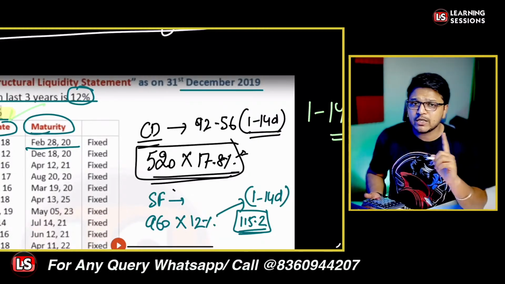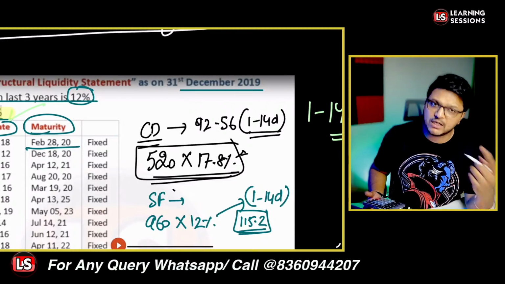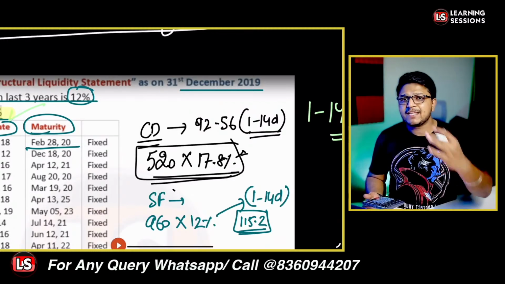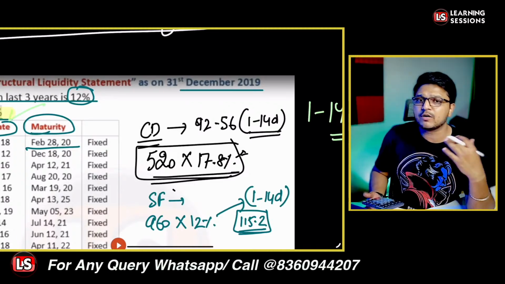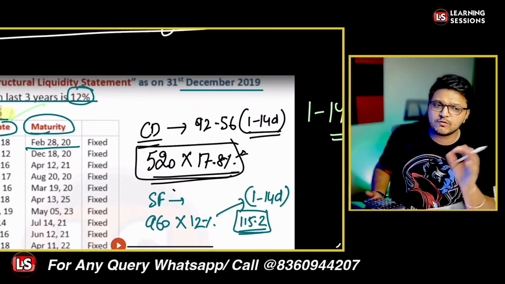So the 1 day maturity would be related to 1st January 2020, right? And the 2 to 14 days bucket would be related to what? It would be from 2nd January to the 14th of January, right? Something like that. So it will be working in that manner.